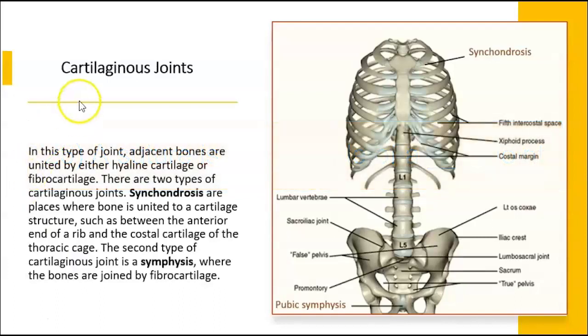Let's keep scrolling down. Let's take a look at the ones that are joined with cartilage. This is the connection between the ribs and the sternum. That's cartilage. And between the pubis, you have a cartilage. This is called the pubic symphysis.